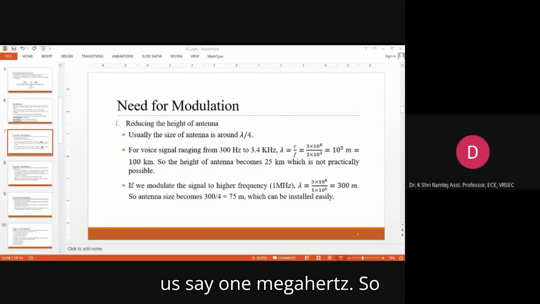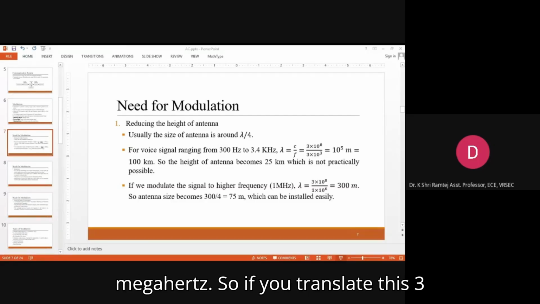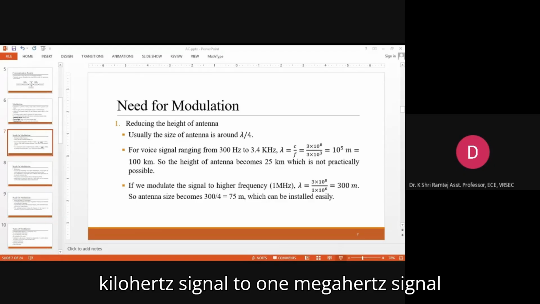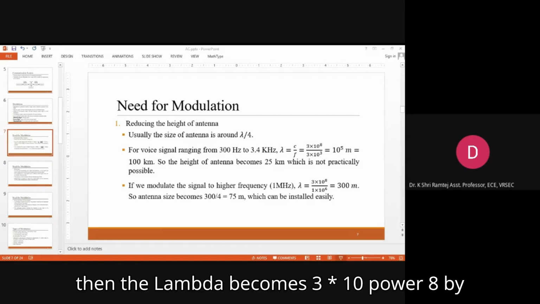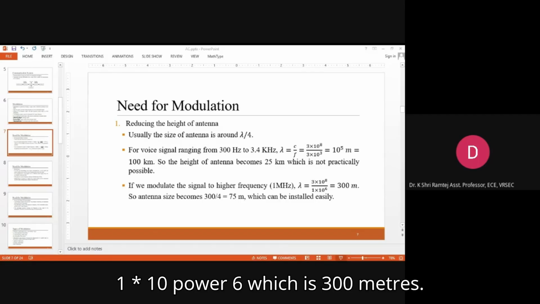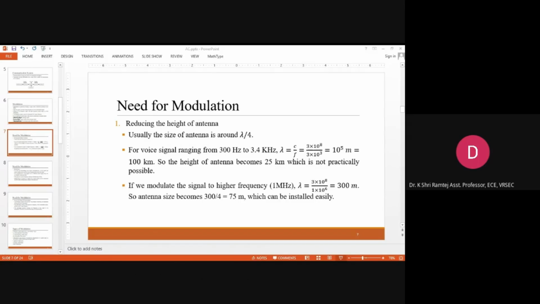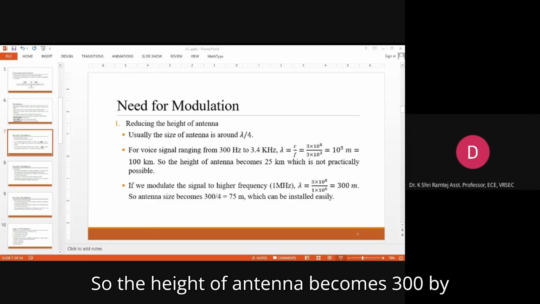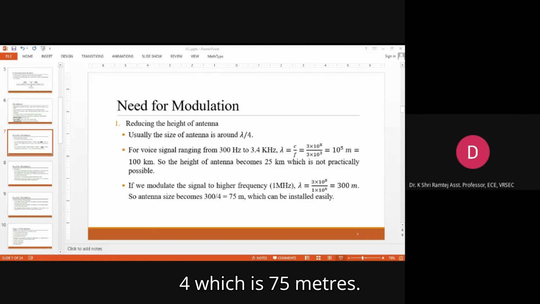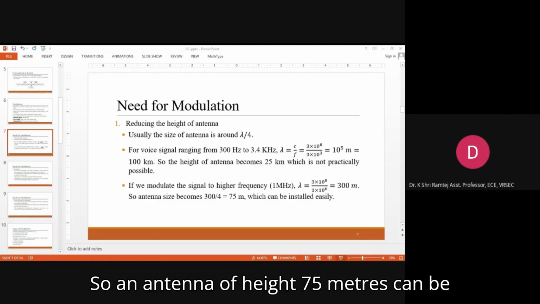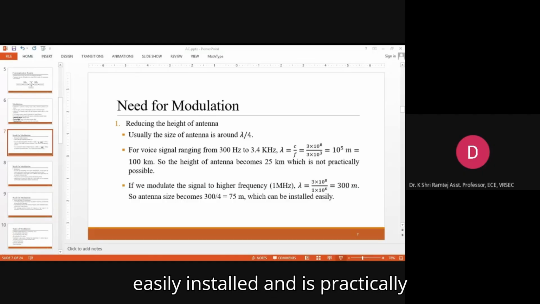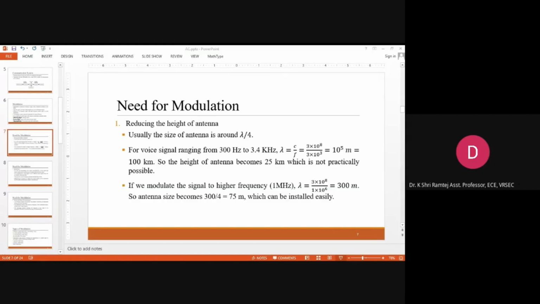let's say 1 megahertz, so by using a carrier of 1 megahertz, if we translate this 3 kilohertz signal to a 1 megahertz signal, then lambda becomes 3 into 10 power 8 by 1 into 10 power 6, which is 300 meters. So the height of the antenna becomes 300 by 4, which is 75 meters. So an antenna of height 75 meters can be easily installed and is practically possible.